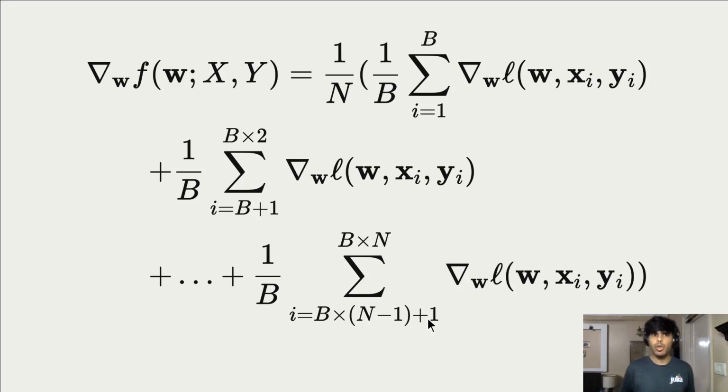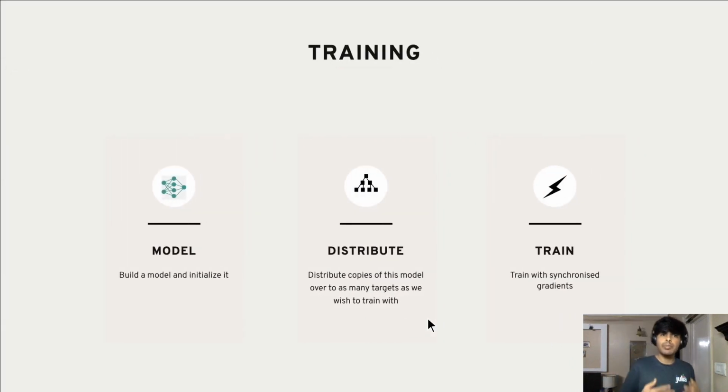And that's a very cool observation, because now we can basically take gradients against different batches and combine them together to basically get gradients against one giant batch of data. That's good and all from a theoretical standpoint, but how is it actually practically performed? So let's take a look at that.